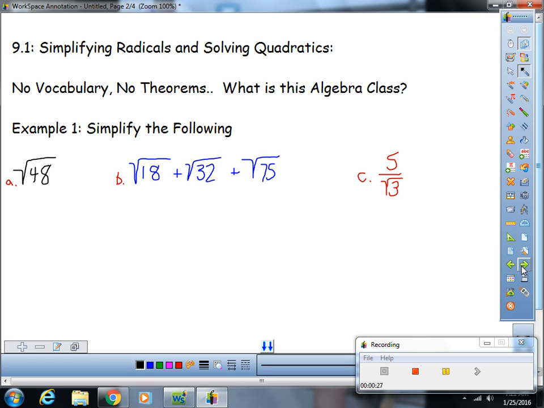All right, so the first thing we're going to do is simplify expressions with radicals in them. So when we see radical 48, you ask yourself, what's the biggest number that can be divided into 48 evenly? Okay? That is a perfect square. So your perfect squares are what? 4, 9, 16, 25, 36.